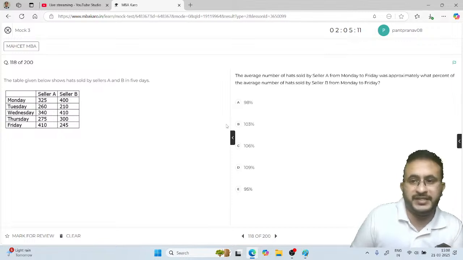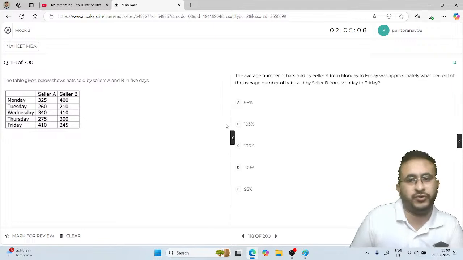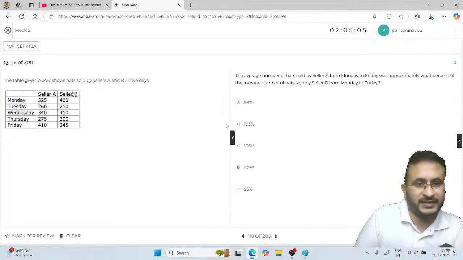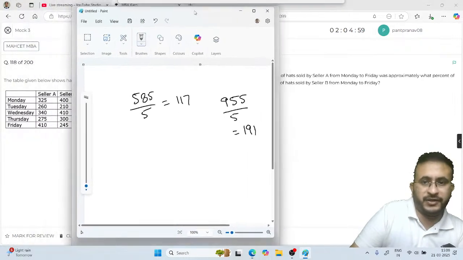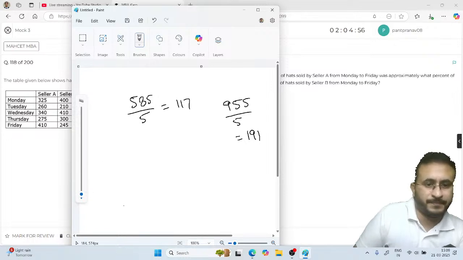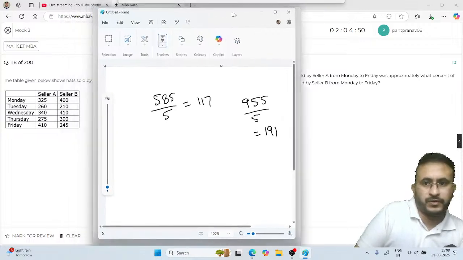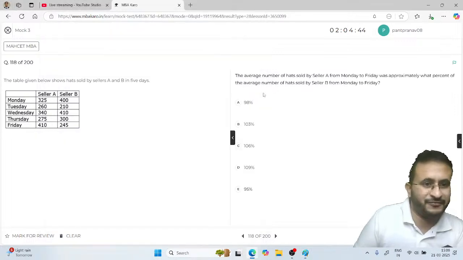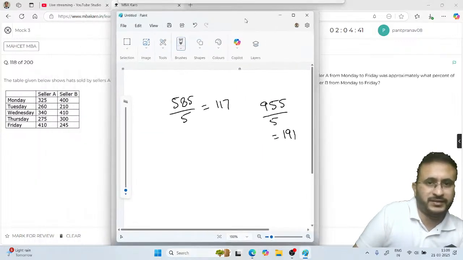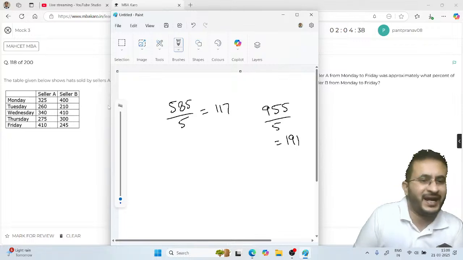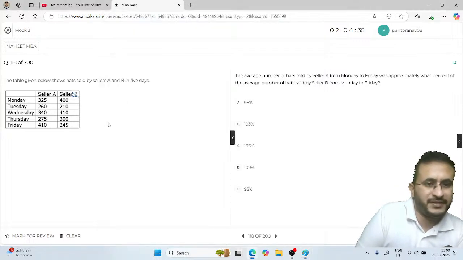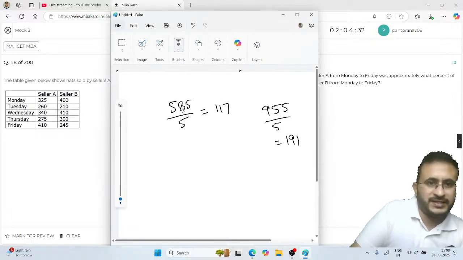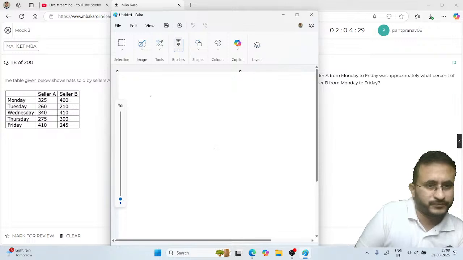A from Monday to Friday is approximately what percentage of the average number of hats sold by seller B from Monday to Friday? Add कर लेते हैं. A from Monday to Friday or B from Monday to Friday. Now, if you see this, values are close to 100. So let us add for only one of those. There are two ways to add. Since there are fewer values, probably you can add both the columns. So 325 and 27. I'll tell you how to add fast. ठीक है कैसे फटाफट ऐड करते हैं. How to club the addition.